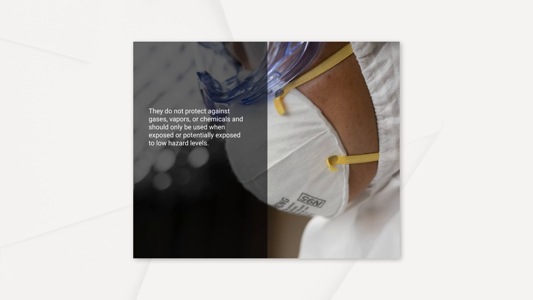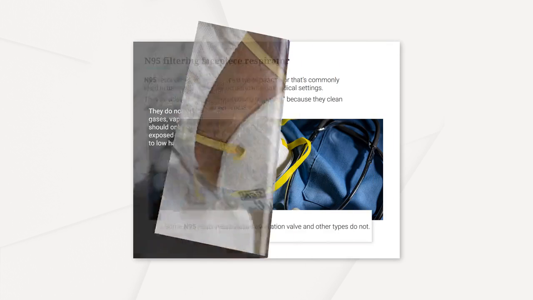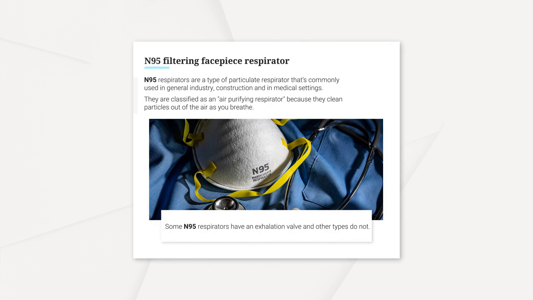They do not protect against gases, vapors, or chemicals, and should only be used when exposed or potentially exposed to low hazard levels. N95 respirators are a type of particulate respirator that's commonly used in general industry, construction, and in medical settings. They are classified as an air purifying respirator because they clean particles out of the air as you breathe.